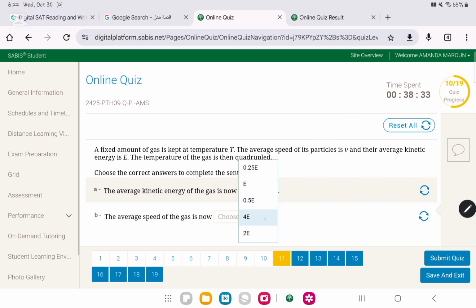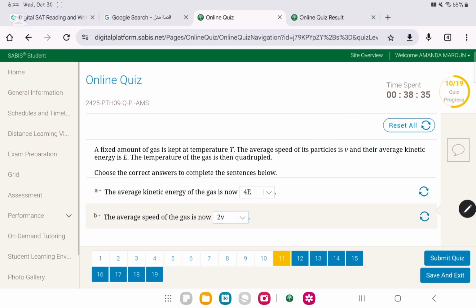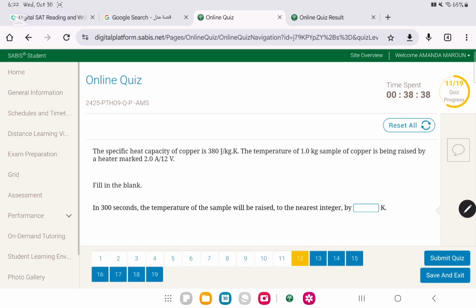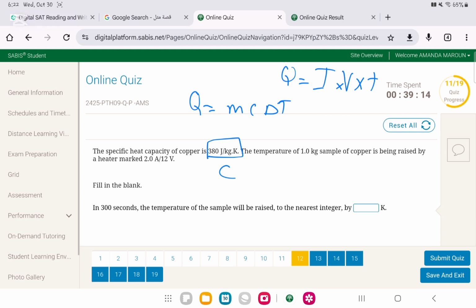So over here it is 4e now, and over here it is 2v. Now question number 12. Here we're going to apply one of the past equations we learned, which is Q equals mc delta T, and Q is equal to I times V times the time. So let's read the specific heat capacity of copper. We have C of copper, and it is already in joules per kg times Kelvin, so we keep it as it is.